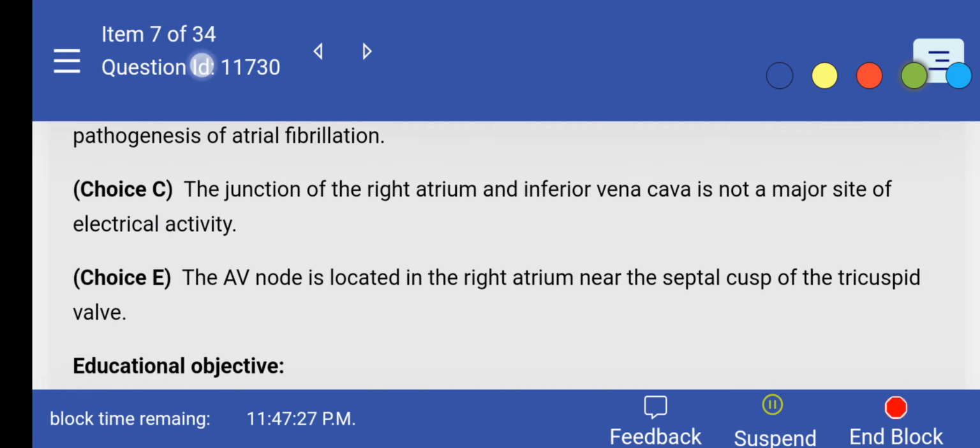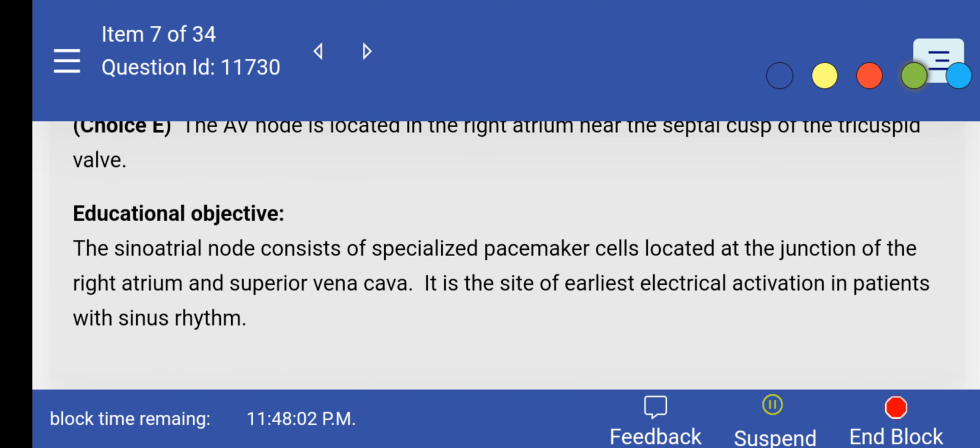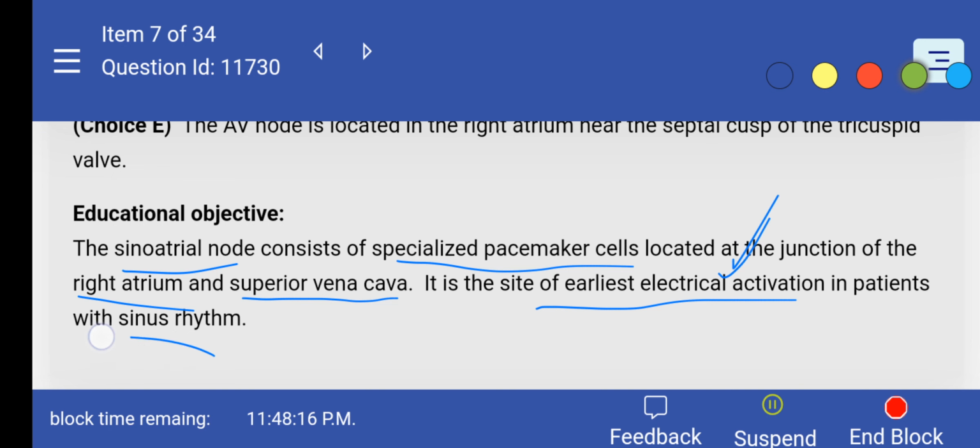Because the junction of the right atrium and inferior vena cava is not the major site of electrical activity. We know about this. The AV node is located in the right atrium near the septal cusp of the tricuspid valve; they're talking about the AV node. The sinoatrial node consists of specialized pacemaker cells located at the junction of the right atrium and superior vena cava, the site of earliest electrical activation. This is important in a patient with sinus rhythm.